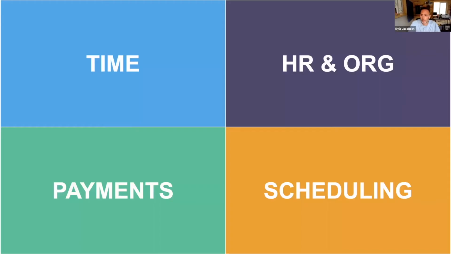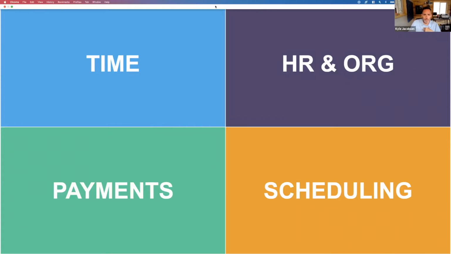When we think about Everee and the solutions that we provide to the market, we think about it in these terms. There are really four pillars to our platform. The first is time. The second is HR and org. The third is payments, and the fourth is scheduling. Those are the pillars that make up our product and our experience.